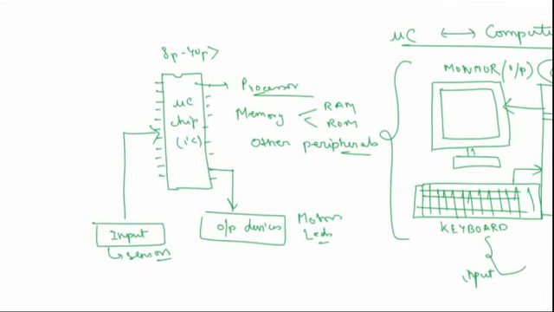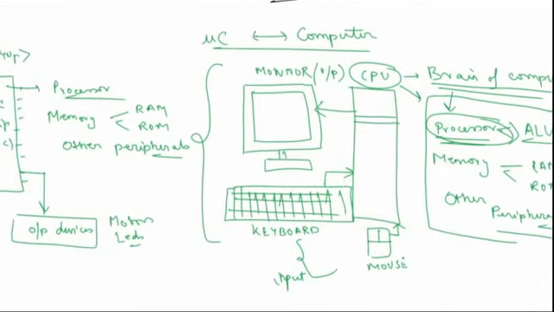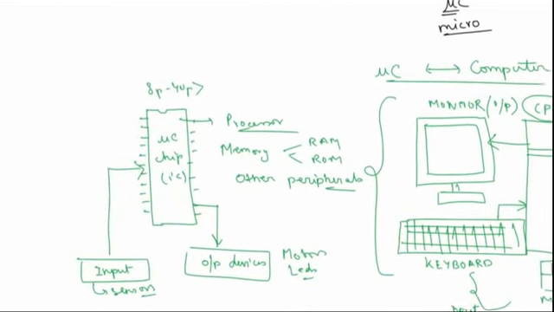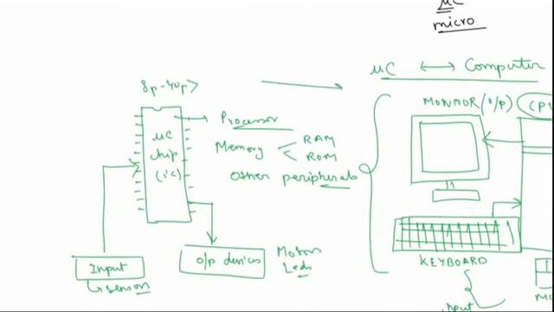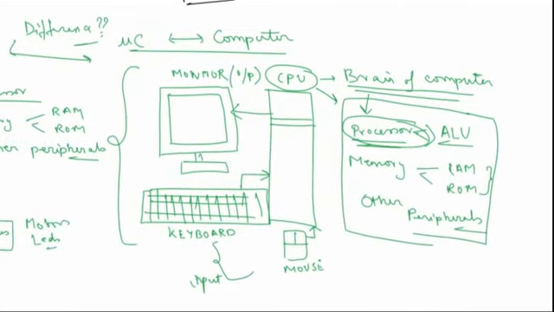So as you can see, a microcontroller is very similar to what we saw in the computer before. So what's the difference between them? The difference is, a computer can perform several functions inside it.